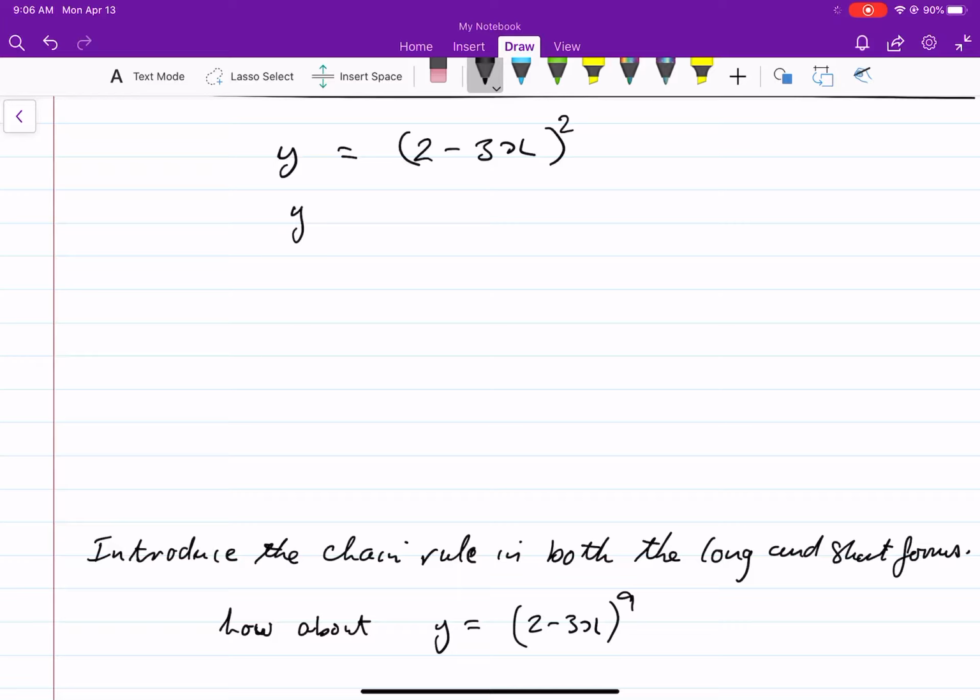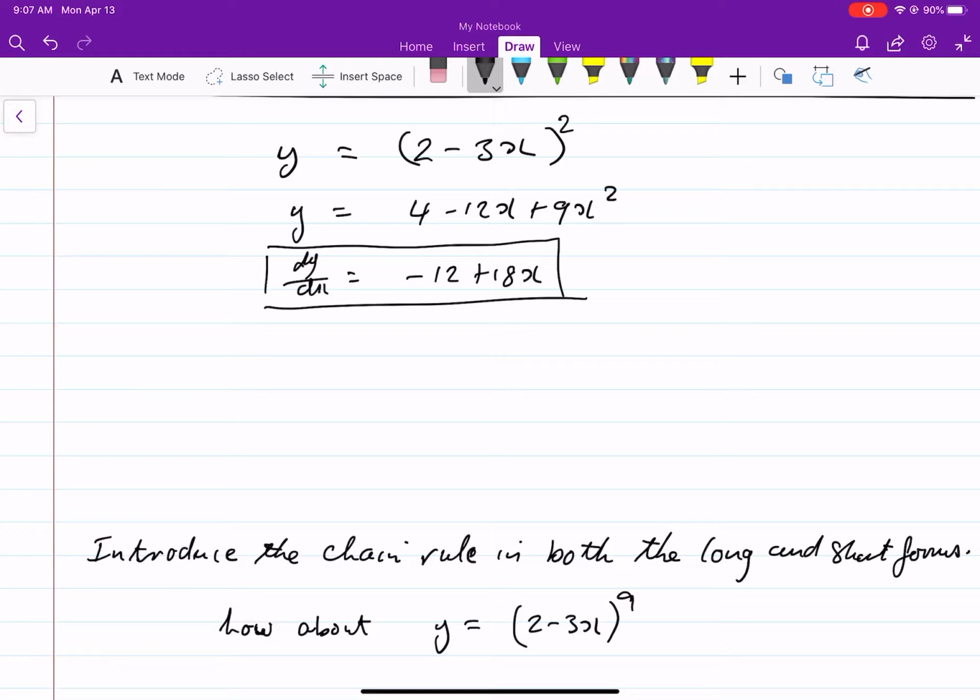We end up here at y is equal to square the first, 4. 2 times first times the second: 2 times 4 times minus 3, that's minus 12x. And square the second, plus 9x squared. Okay, you don't necessarily have to spin it around to find your dy dx. You can just say dy dx from right here. Dy dx is equal to minus 12 plus 18x. So these methods of differentiation are well known.